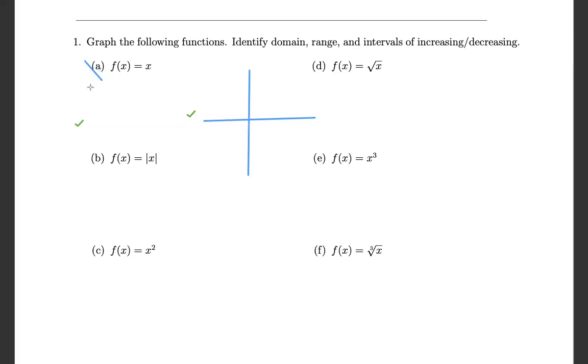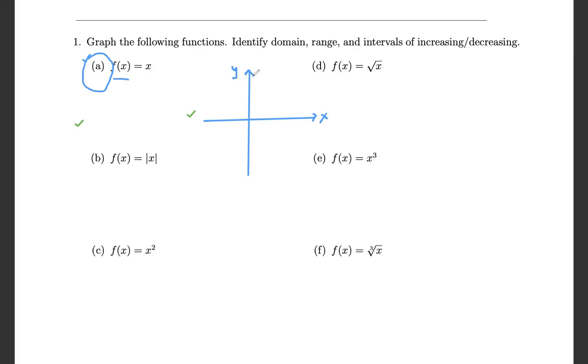So for A, go back to pencil. For A, we call it the identity function. Right, let's see, this is the y-axis. Right, this is the x-axis. But we are in the function world, so our notation is f of x equals x.